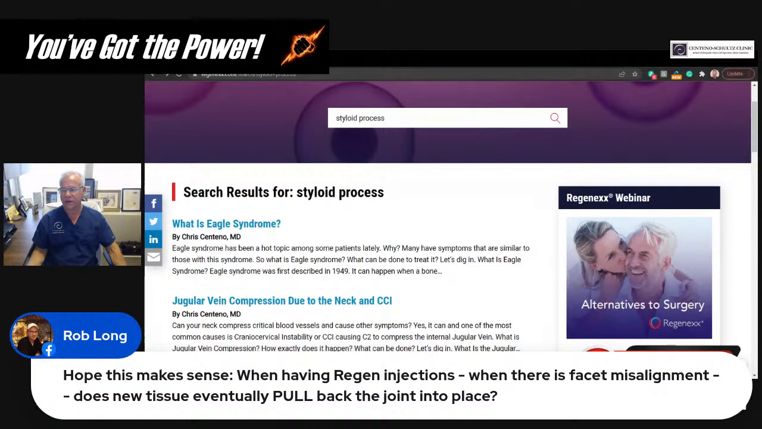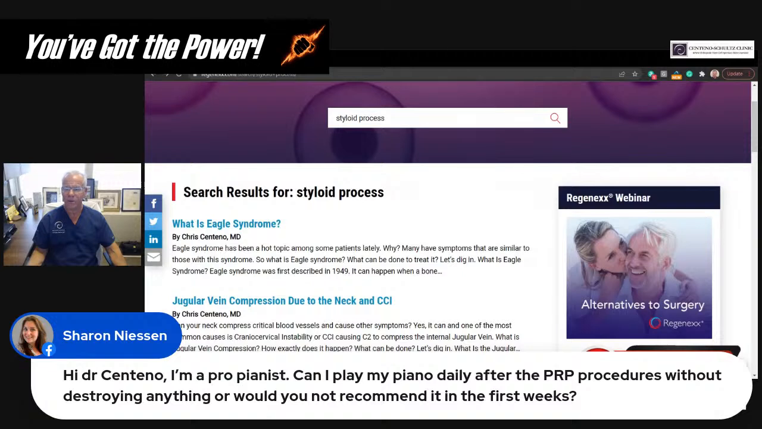Rob, hope this all makes sense. When having regen injections, if there is a facet misalignment, does new tissue eventually pull back the joint into place? So if there is a facet misalignment, the concept would be that once the tissue tightens, it'll generally get pulled back into place. Sharon, I'm a pro pianist. Can I play my piano daily after a PRP procedure without destroying anything? Yeah, so Sharon, those are activity as tolerated procedures. So if specifically playing the piano doesn't bother your neck, then you can do it.